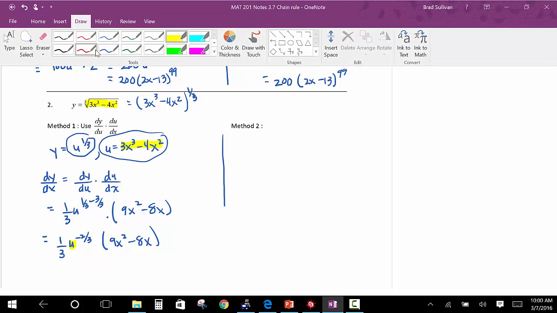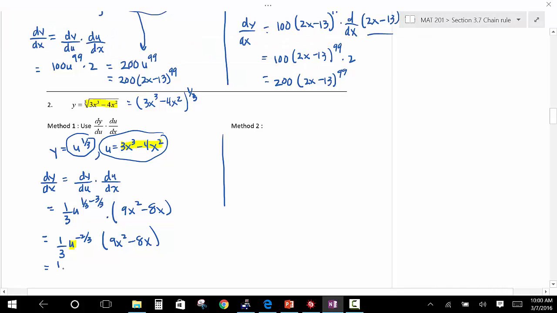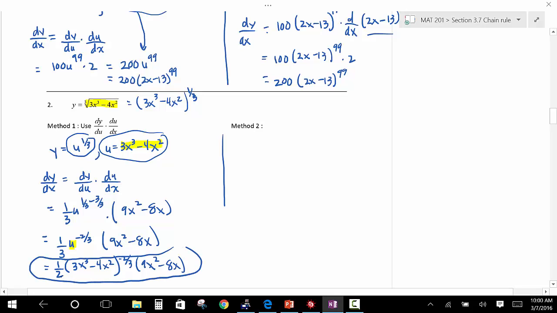Okay, so the final answer, we'll just write this as 1/3 times 3x to the third minus 4x squared to the negative 2/3 times 9x squared minus 8x, like that. Okay, does that look reasonable? I think that should be a 1/3. I kind of copied that wrong. Isn't the negative 1/3 minus 2? I think I'm okay. 1/3 u to the negative 2/3, so I'm okay. I'm not having you simplify on this one.